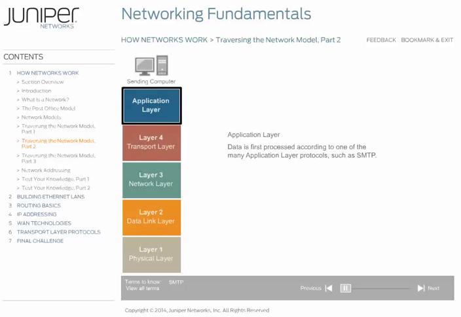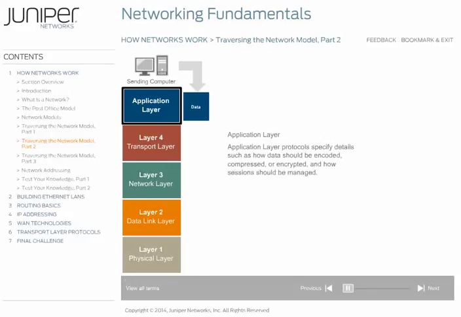When you send an email, the email program on your computer, such as Microsoft Outlook, interacts with the application layer. Behind the scenes, the email program sends the message or data to your Internet email server for delivery. The email application uses the SMTP, or Simple Mail Transport Protocol, application layer protocol for this communication. Application layer protocols usually specify how data should be encoded, compressed, or encrypted, and how sessions should be managed.